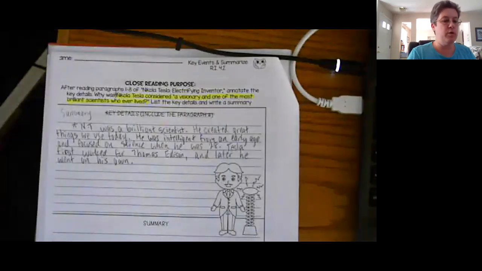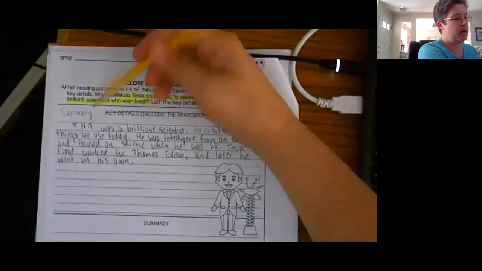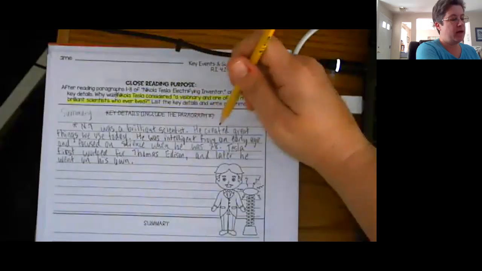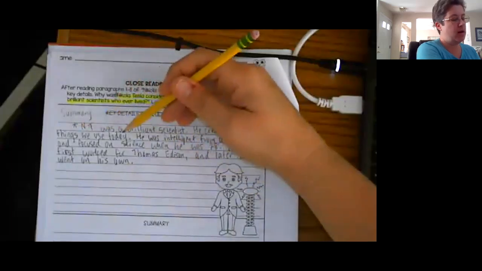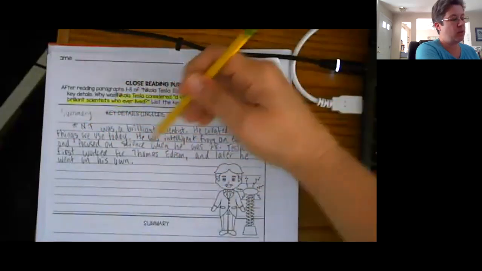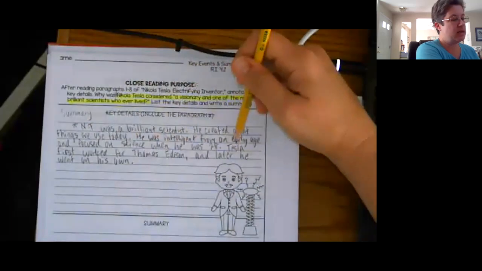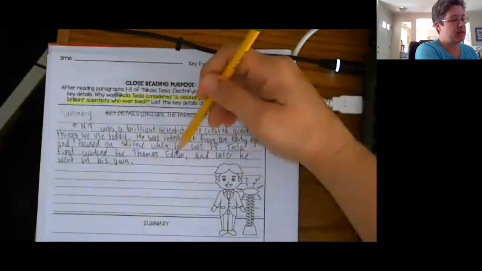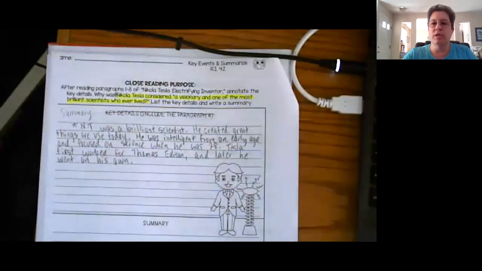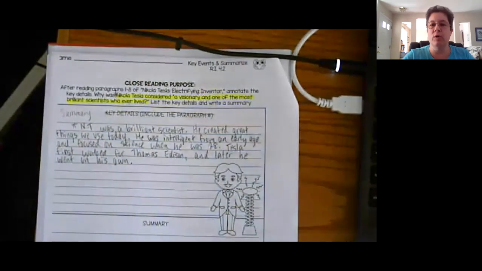All right, so here's our summary that we wrote yesterday in the Zoom meeting. Nikola Tesla was a brilliant scientist. He created great things we use today. He was intelligent from an early age and focused on science when he was 28. Tesla first worked for Thomas Edison, and later he went on his own. So in the second half of the selection, we're going to learn about Tesla's work and the rivalry, or fight, between himself and Thomas Edison.